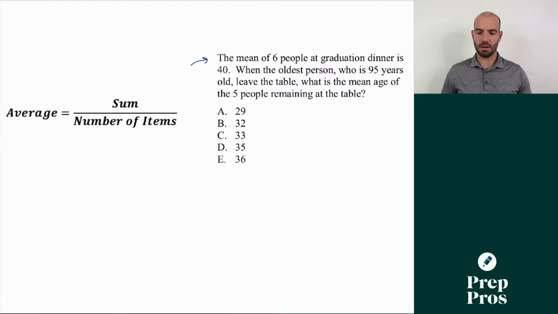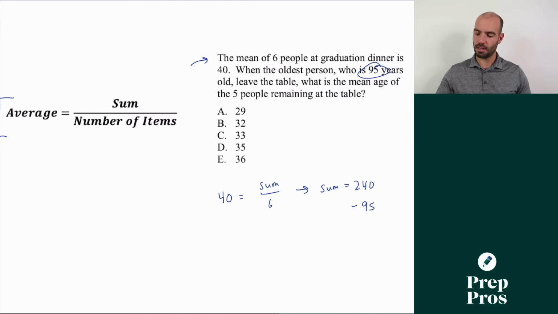Okay, so here, this one seems, again, kind of tricky, but what we're going to do is work backwards. We can use our average. So we'll start with all 6 people. I know that the average is 40 originally, and we have some unknown sum divided by 6. Well, what that means is that the sum of everyone's ages before the oldest person leaves the table is going to be 240.